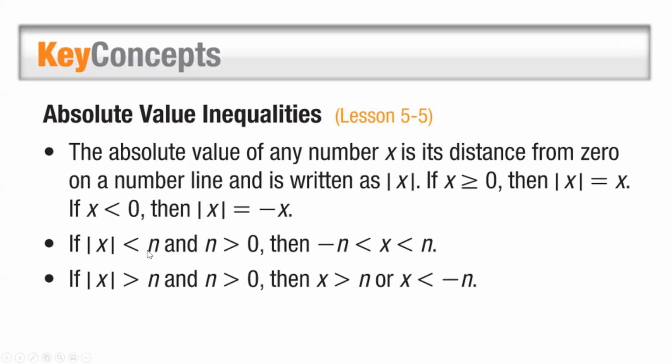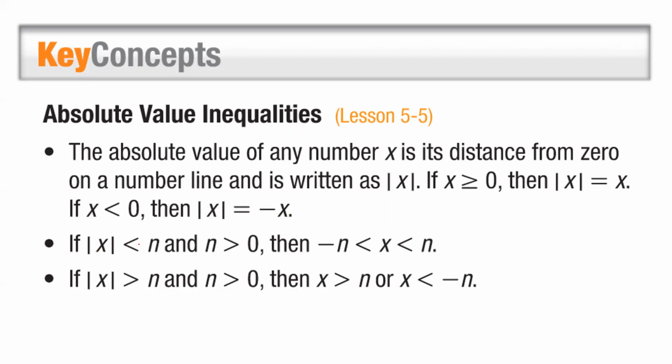All right, so then you had a section on absolute value inequalities. The absolute value of any number, x, is its distance from 0 on a number line, and it is written as the absolute value of x. If x is greater than 0, then the absolute value of x is equal to x, meaning it's going to be positive. If x is less than 0, then the absolute value of x is equal to -x, okay? Remember, when you take the absolute value of something, it's always going to be positive. So what's inside the absolute value symbols could be positive or negative, so we have to solve for both of those cases, okay?